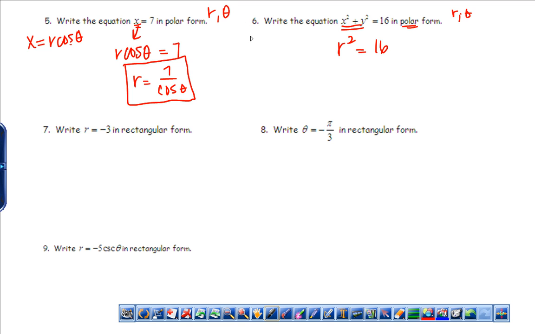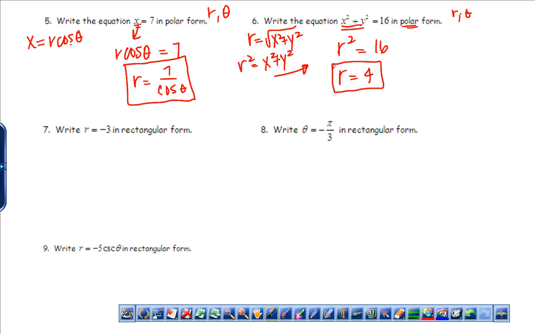I'm going to write that down. If we know this, then r squared is equal to x squared plus y squared. So that's what I'm using here. You could leave it in this form because I have an r. I don't have a theta, which is totally fine. Or you could go ahead and say that r is equal to 4, and that could be your final answer.